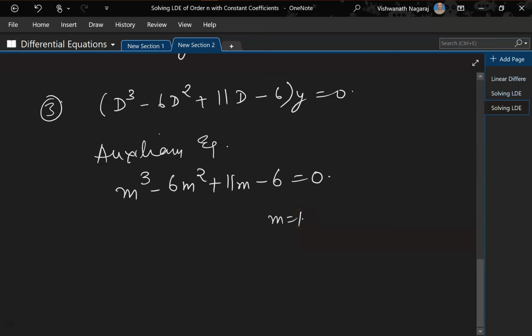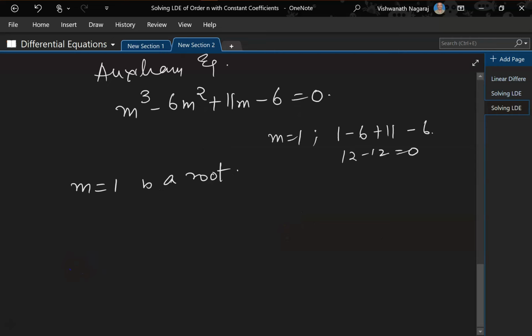Usually we start off by saying let m equal to 1. If m is equal to 1, let's do the substitutions and see whether it works. 1 minus 6 plus 11 minus 6. So this becomes 12 minus 12 equal to 0. Okay, great. So which means m equal to 1 is a root. That means we can get another root by dividing this by m minus 1.